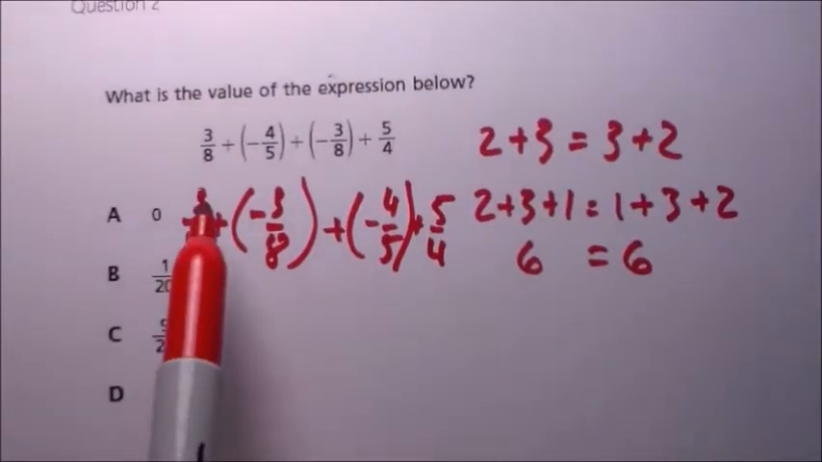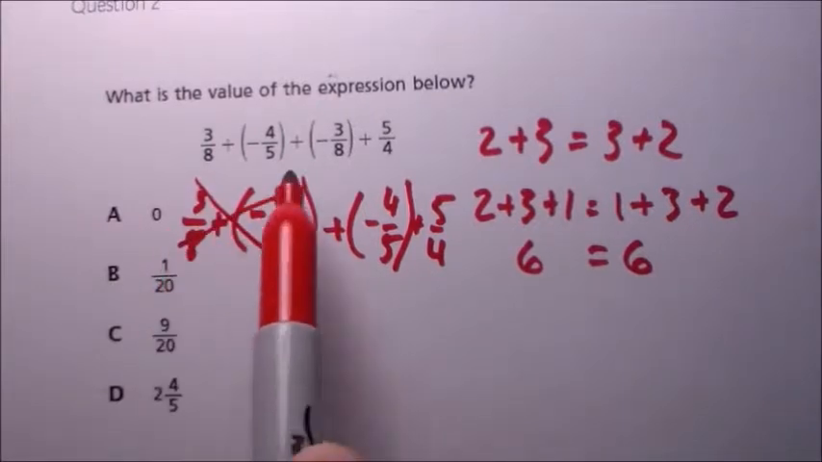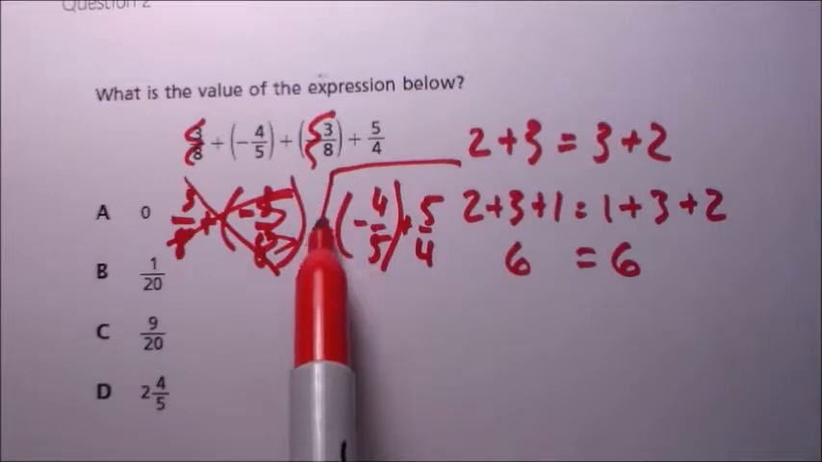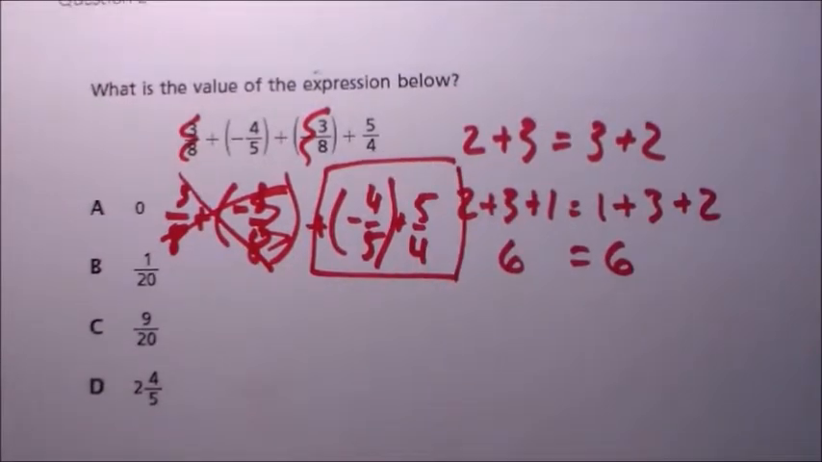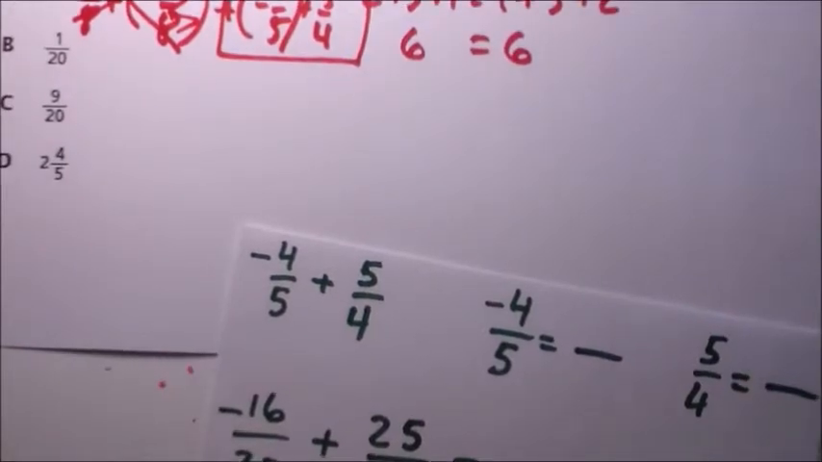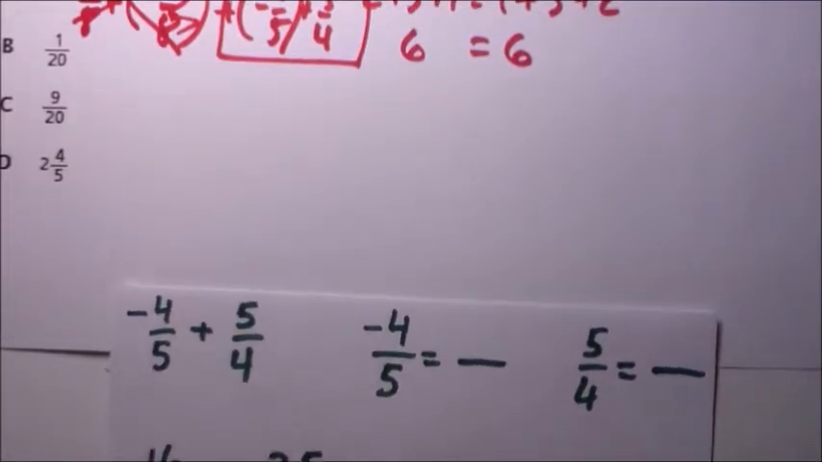But this 3/8 plus negative 3/8, that's just going to cancel out. Boom, boom. We're left with some work to do, but we're off to a good start. Okay, so we have negative 4/5 plus 5/4. Kind of giving away the answer here.